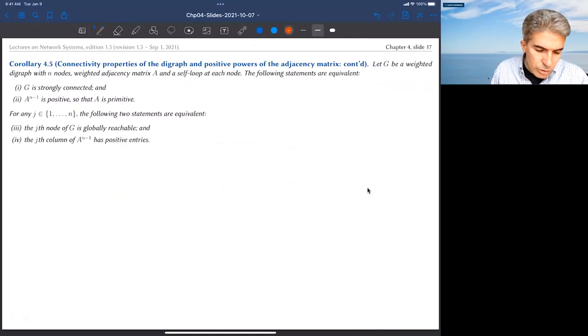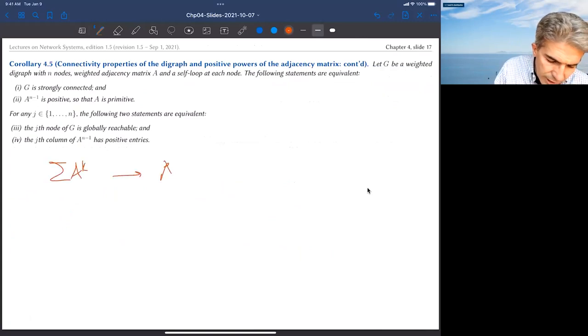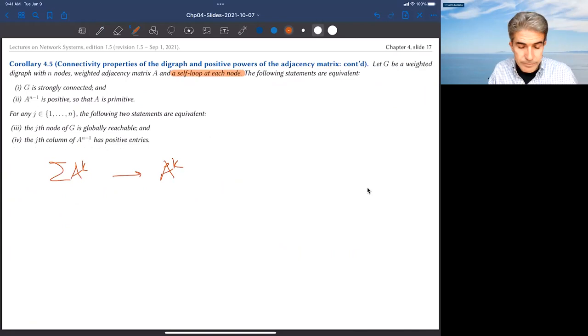I will skip this corollary. There are a number of simple properties; instead of having to worry about the sum over k, you can just consider A to the k for the case of digraphs that have self loops at each node. But I will skip this corollary. I'll let you read about it.